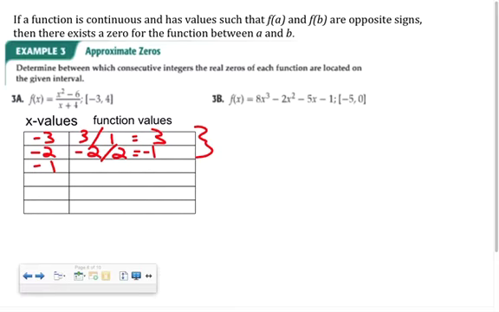-1 squared is 1, minus 6 is -5, over 3. So that's still negative. When I plug in 0, I've got -6 over 4. That's still negative. I plug in 1. I have 1 minus 6 is -5 over 5. That's -1. That's still negative.